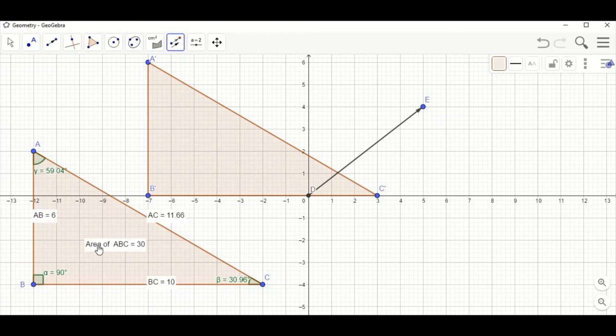We also say that area is preserved. We know that the area of triangle ABC is 30 square units, so we need to check the area of the image. But before I check the area of the image, I am going to put the image in a different color so that it is easy to distinguish between the image and the object.